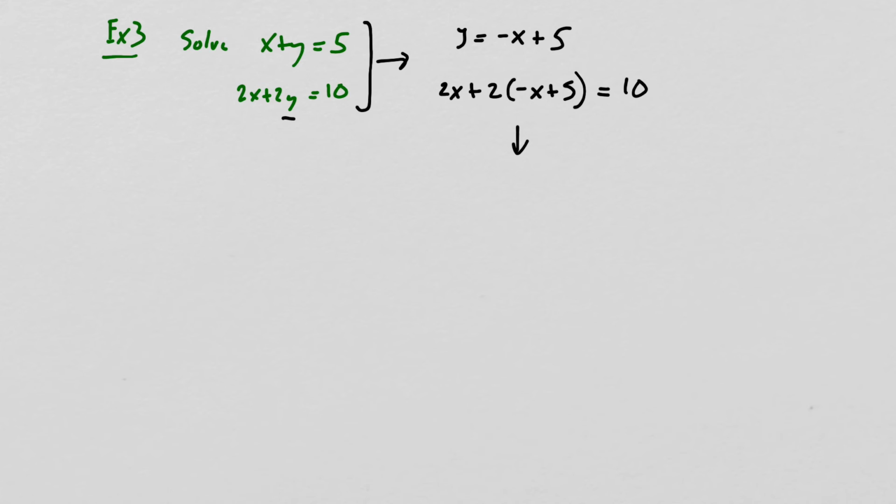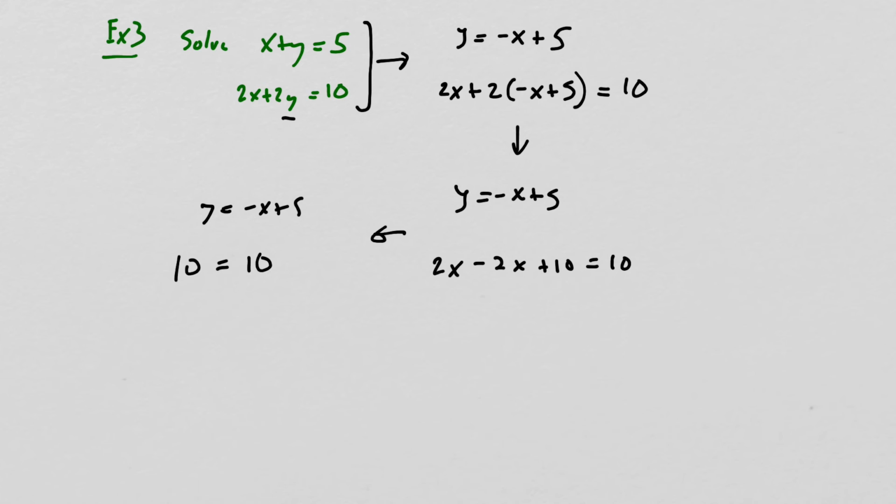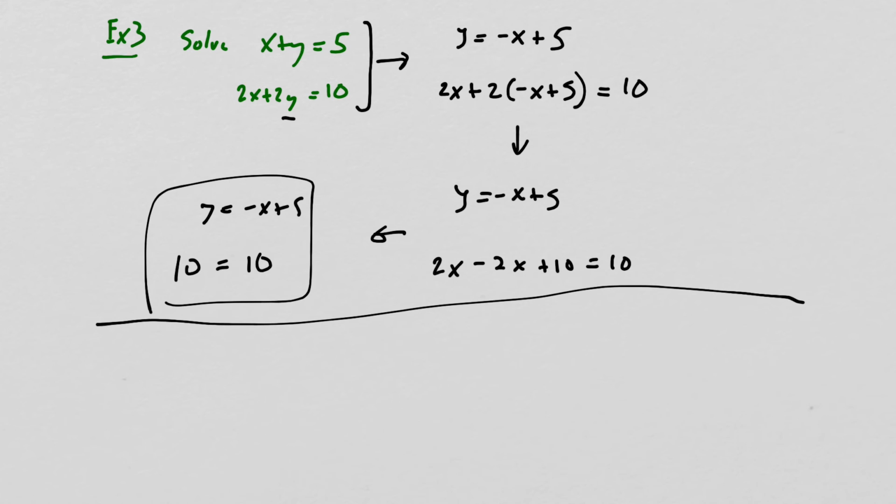So simplifying equation number 2, we're going to get that 2x minus 2x plus 10 is equal to 10. So our 2x's cancel out, and we're left with 10 is equal to 10. So this is a little bit of a strange phenomenon. But what this is saying is that we're going to have an infinite number of solutions. It looks a little strange here. So maybe let's go ahead and interpret this a little bit differently.